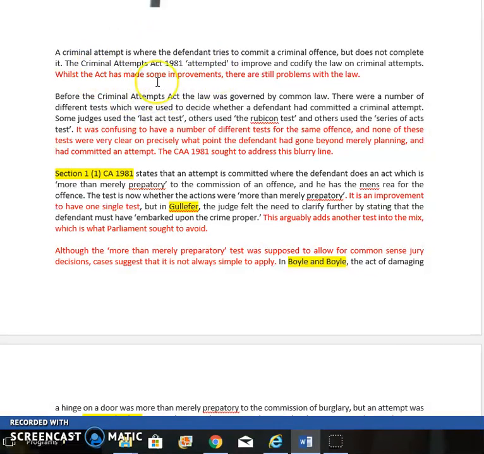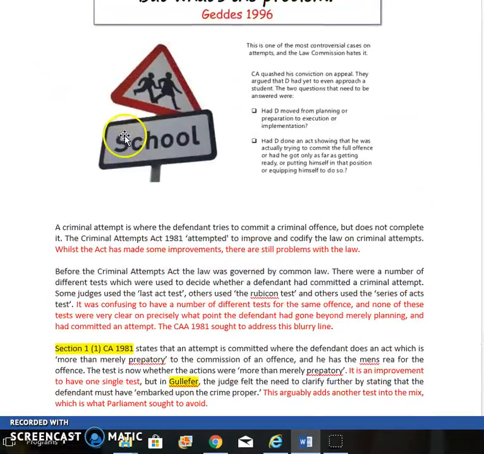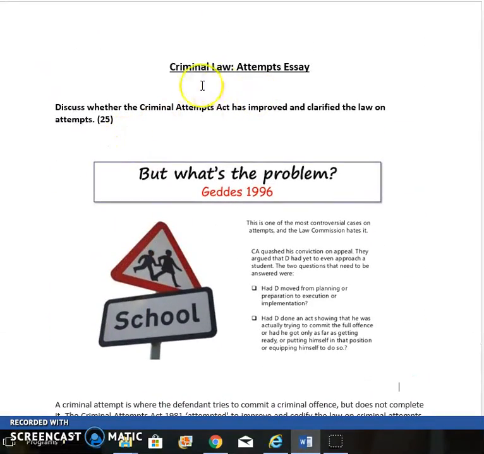The Criminal Attempts Act 1981 was created to improve and codify the law on attempts. Before this Act of Parliament, it was common law, so it was judge-made law. There weren't really any clear definitions and there were lots of tests. So this Act was created to make some improvements. But as I said previously, there are still problems with the law, which we'll discover when we explain what the law is.